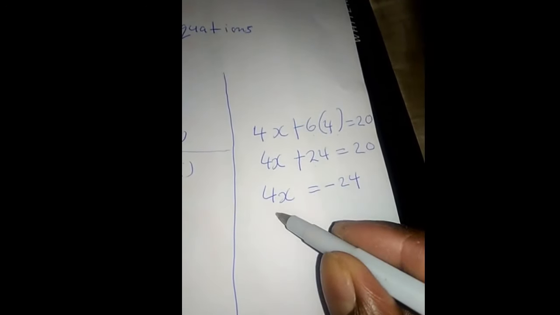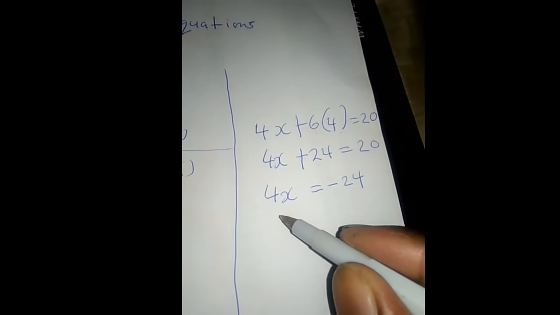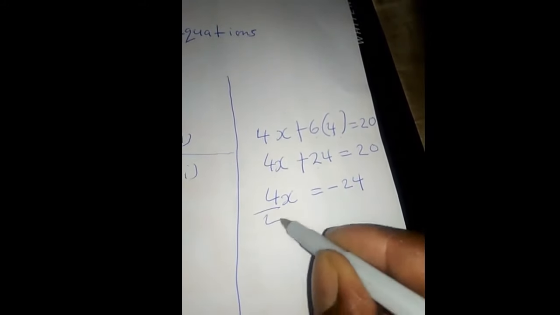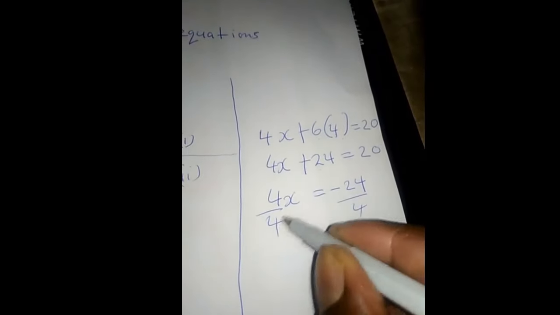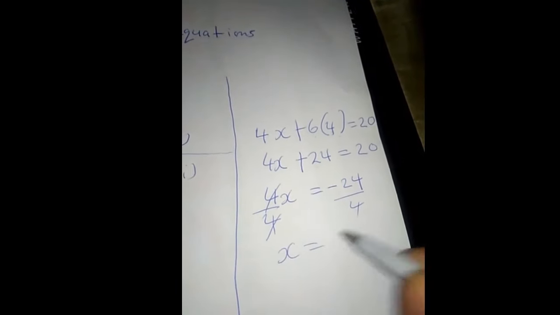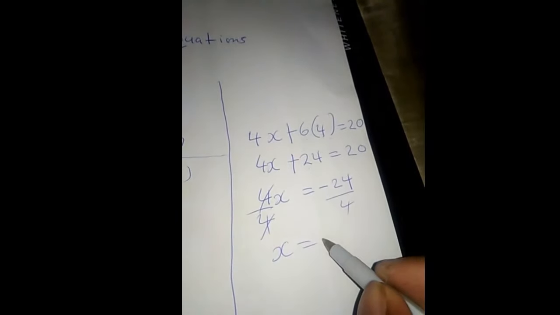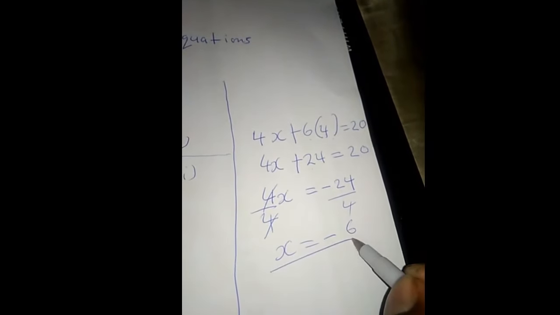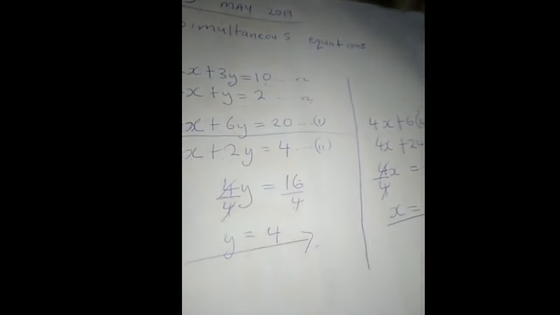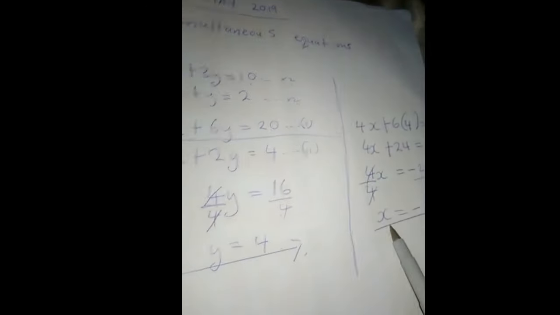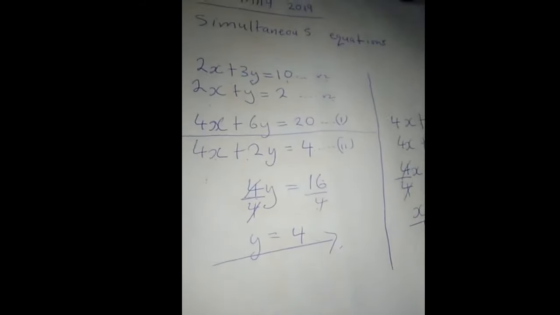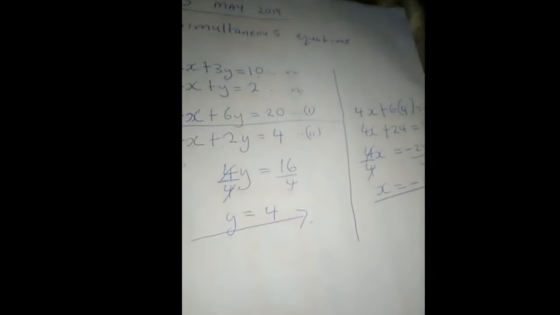We want to find the value of x here, so we divide both sides by 4. And x equals negative 24 divided by 4, which is negative 6. So finally, we have our answers. y is 4 and x is negative 6. This is simultaneous equations.